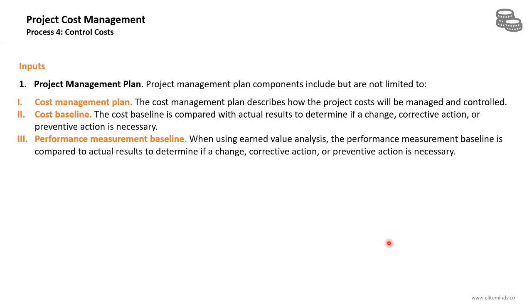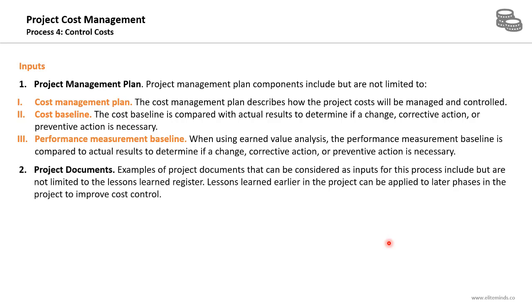The cost baseline, which is the basis for comparison of the actual results to determine if a change or corrective action is necessary. This is also an input to this process. The performance measurement baseline: when using earned value analysis, the performance measurement baseline is compared to the actual results to determine if a change is necessary. So these are the 3 components of the project management plan that will be used as inputs to this process.